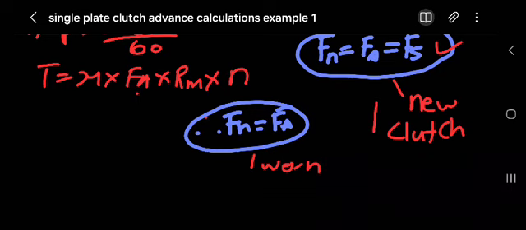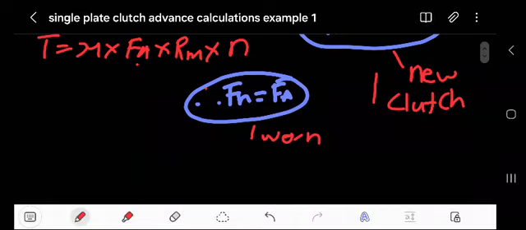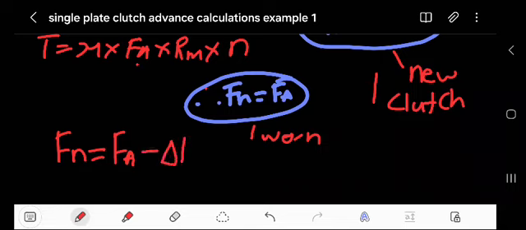I have a nice formula for you. Here is the formula we'll use: the normal force will be equal to Fa, but now minus the change in F as the clutch is 1. Here is the formula that we'll have.